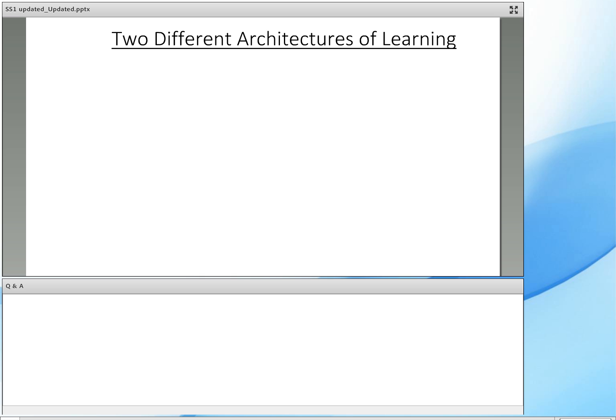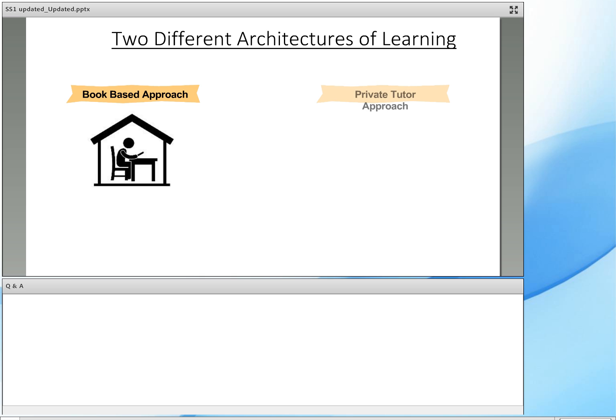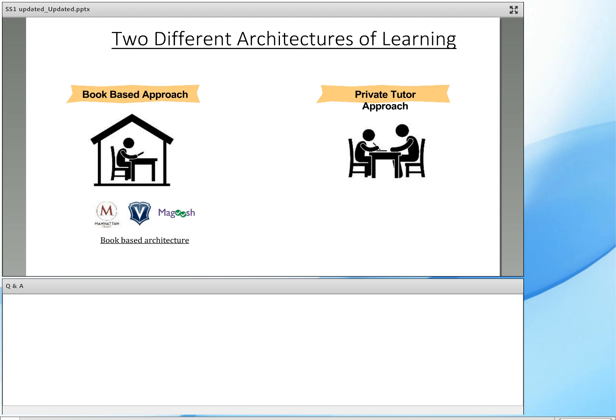When you think about the key architectures of learning that exist today, there are two fundamental architectures. One is the book-based architecture, and the second is a private tutoring-based architecture. When you think about all the major test prep companies today that provide online offerings, you're going to find that even though they provide audio-visual based courses and exercises, the key architecture that the courses are built on is still that book-based architecture. When you compare e-GMAT against these two architectures, you're going to find that e-GMAT is aligned a lot more closely with a private tutoring-based architecture than a book-based architecture.